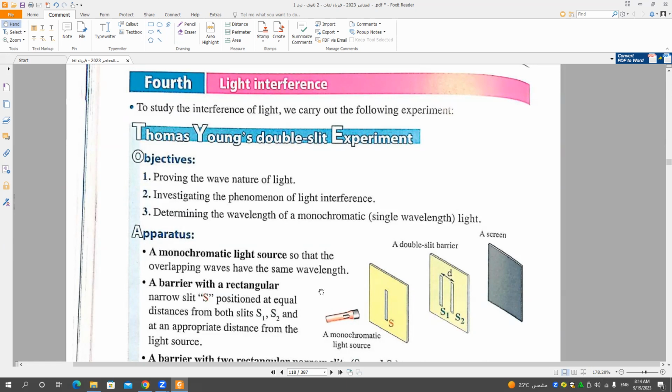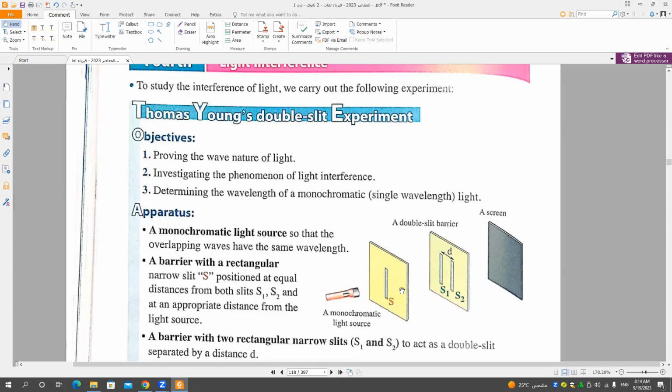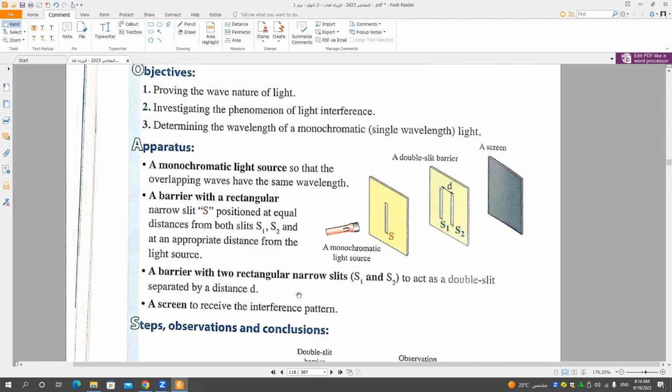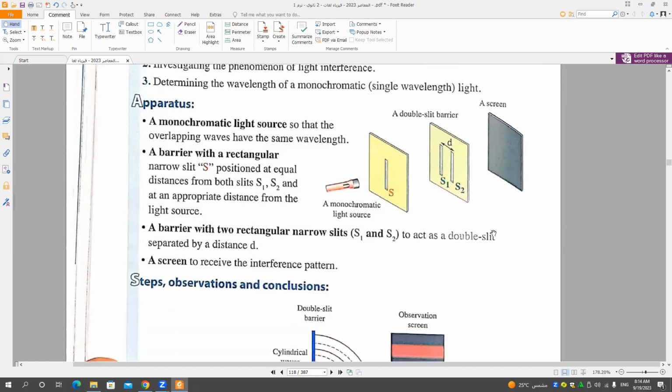What are the tools used? We have a monochromatic light source. What does monochromatic mean? It has a single wavelength. A barrier with a rectangular slit and a barrier with double slit, S1 and S2, and a screen to receive the light.